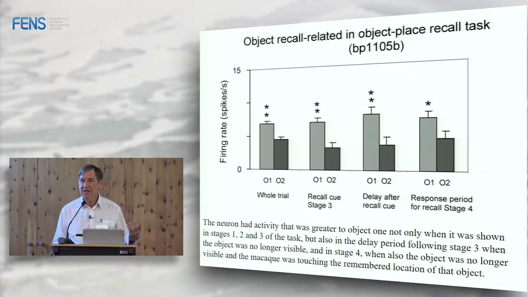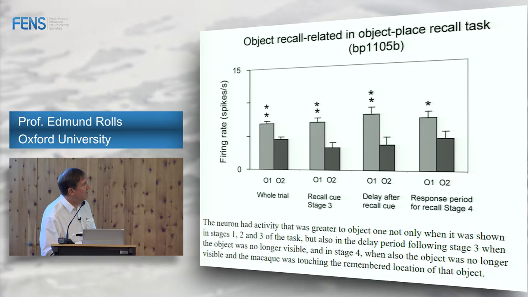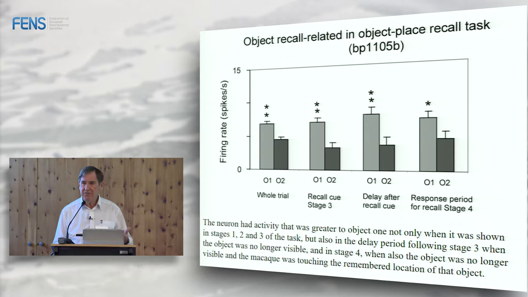object, place, recall task. And so here's one neuron that responds more to object one than to object two in the first part of the task when the stimuli are present. But the most interesting thing is it consistently responds to object one even when here you're trying to retrieve the place and there are no stimuli on the screen, okay? So in other words, this neuron is responding to object one in the recall part of the task, even when there's no object one present. What you've done is you've just cued the memory retrieval with the place.